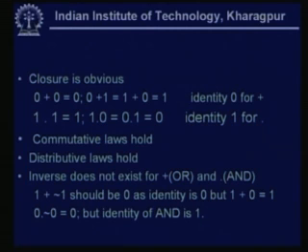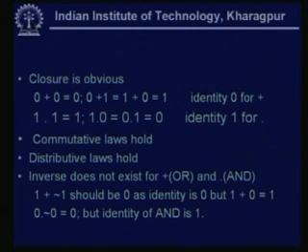From that, if we take 0 plus 1 is equal to 1 plus 0, and this is 1. Similarly, if we take dot, then 0 dot 1 equal to 1 dot 0 equal to 0. So, commutative law holds. Distributive laws hold. We will be seeing this property later.